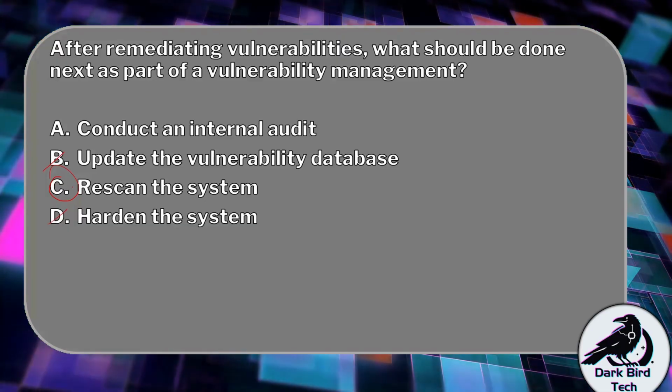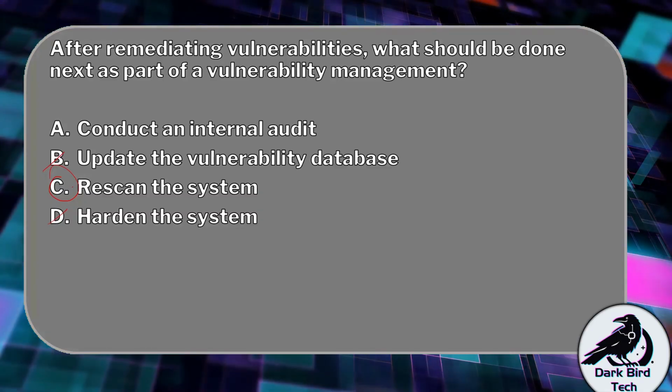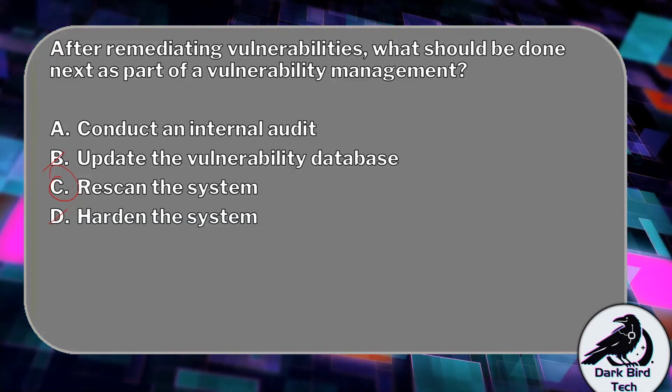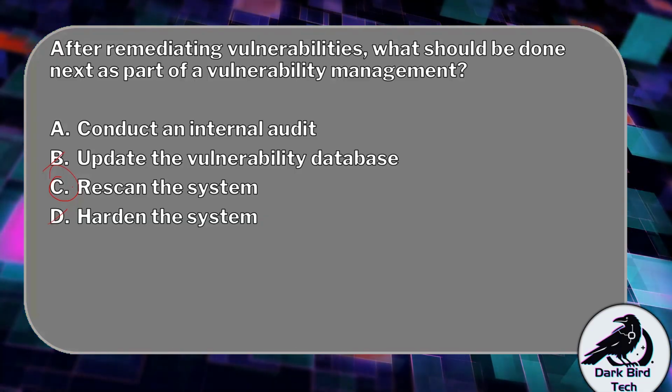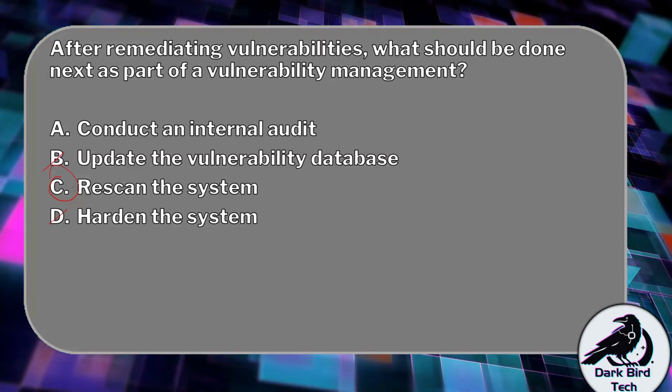Because if I fix some vulnerabilities, but I update my definitions before I rescan, I might actually find I have more vulnerabilities because of the newer definitions, even though I've done a lot to fix the old ones. So I want to measure with the same ruler at the end, not with a different one.